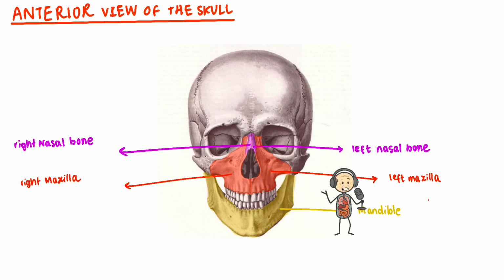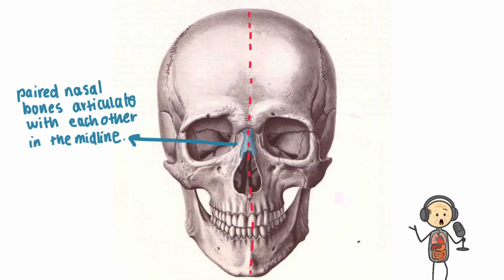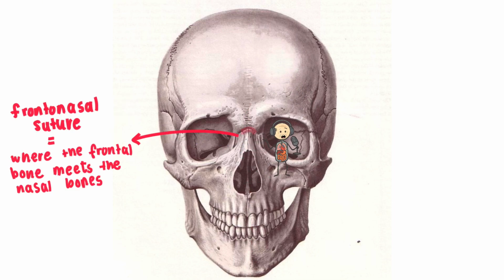Now focusing on the nasal region. At the center are the paired nasal bones. These are small but essential. They articulate with each other at the midline, and where they meet the frontal bone above, they form the frontonasal suture. A quick reminder: in anatomy, a suture is a type of immovable joint where skull bones meet. You can think of it as a seam that locks the bones together.